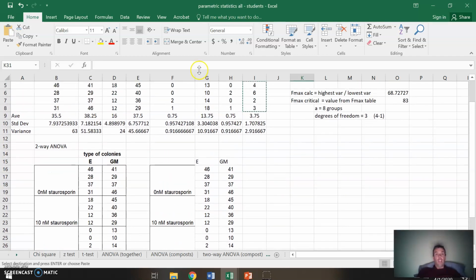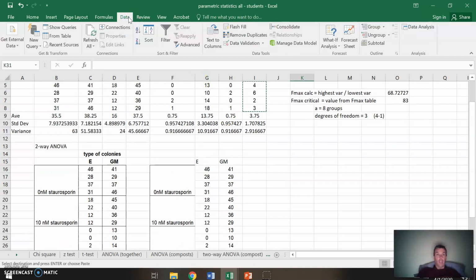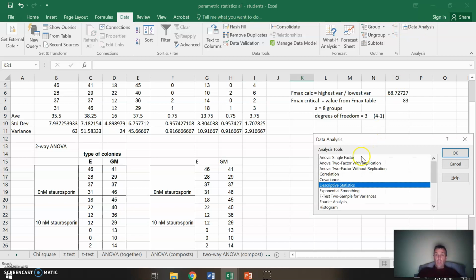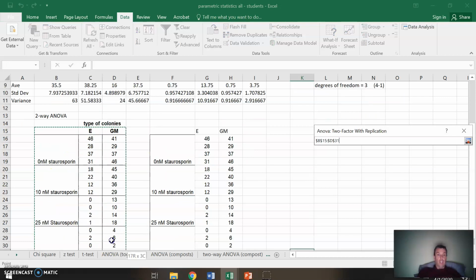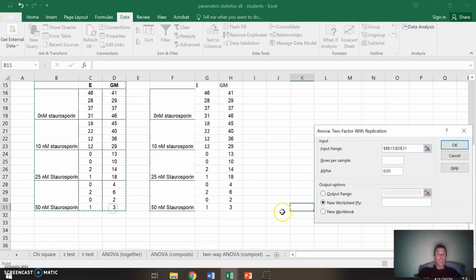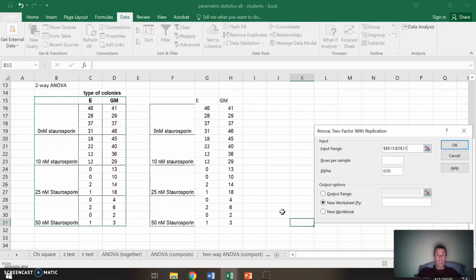So now that we have that, the two-way ANOVA itself is actually really easy. I'm just going to go to Data, Data Analysis, and I'm going to go ANOVA two-factor with replication. And I am going to choose all of my data that I have, and I'm going to include the labels. Always include the labels here. It doesn't even give you the choice here. You have to include the labels.